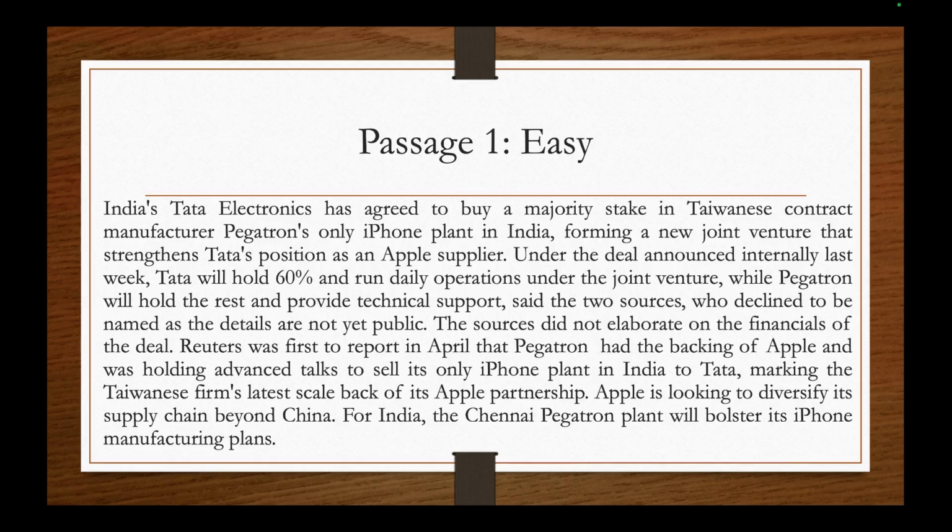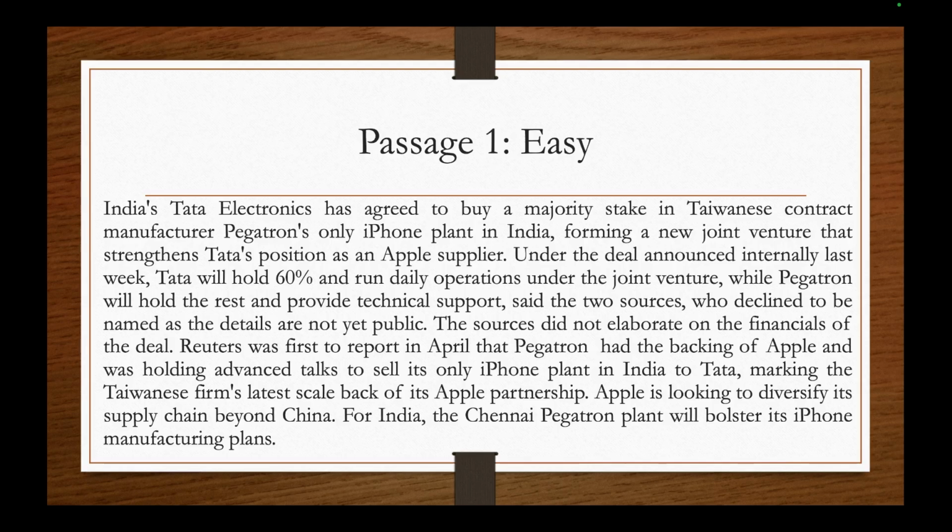Passage 1, which is of easy level. Let's see what this passage says. India's Tata Electronics has agreed to buy a majority stake in Taiwanese contract manufacturer Pegatron's only iPhone plant in India, forming a new joint venture that strengthens Tata's position as an Apple supplier. Under the deal announced internally last week, Tata will hold 60% and run daily operations under the joint venture, while Pegatron will hold the rest and provide technical support, said the two sources who declined to be named as the details are not yet public. The sources did not elaborate on the financials of the deal.